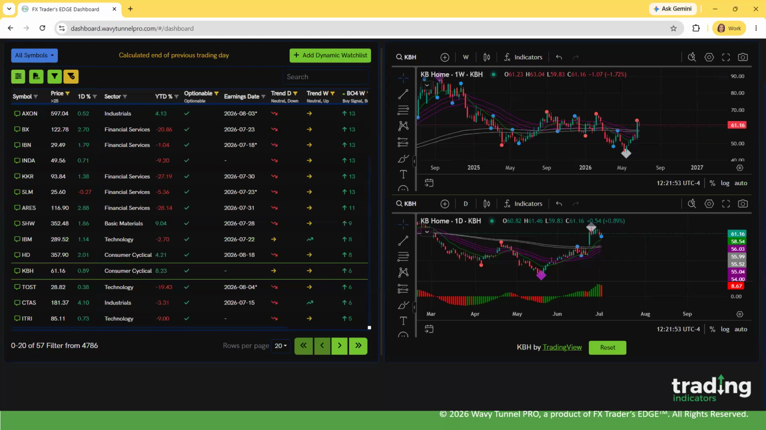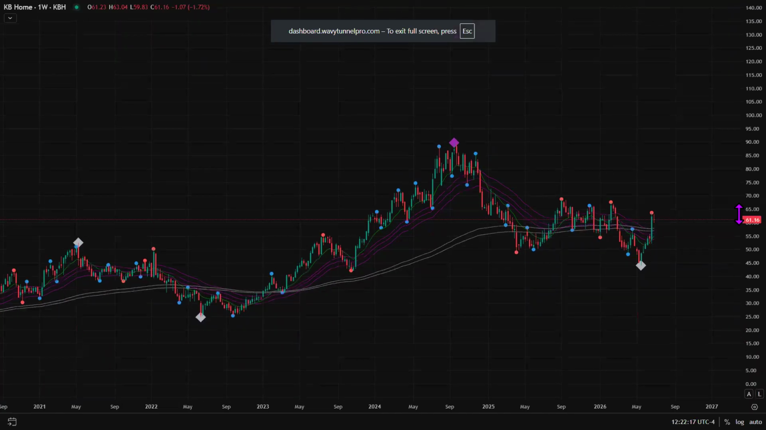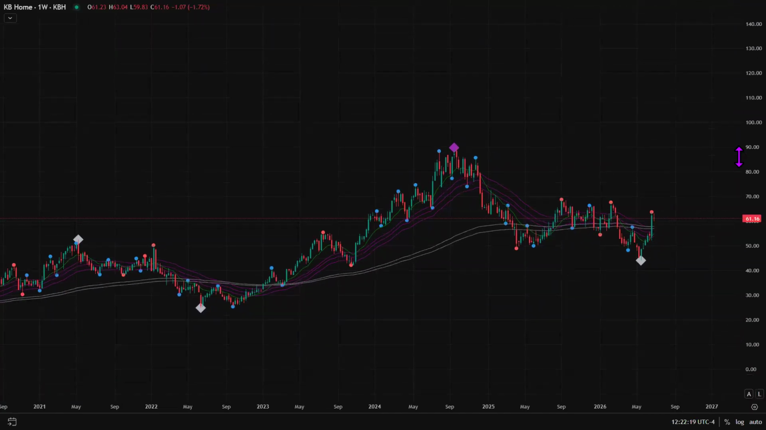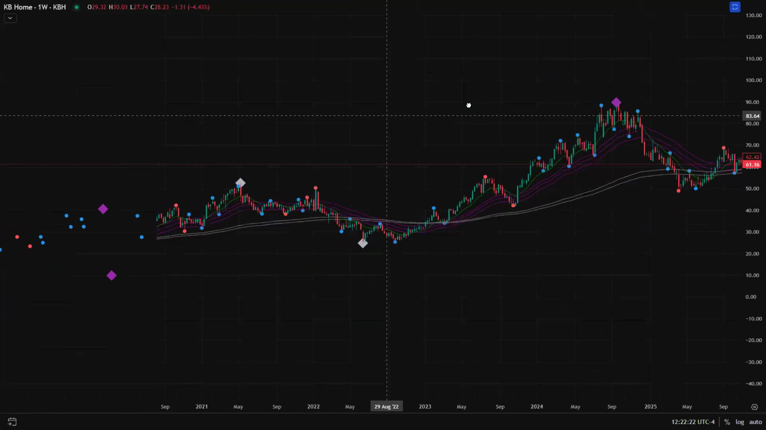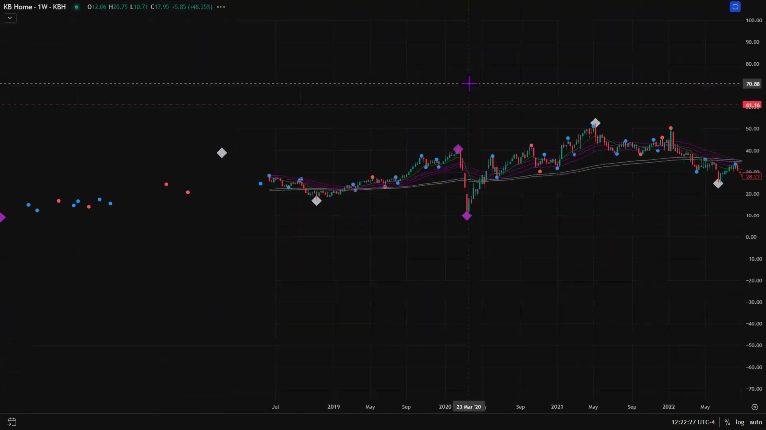And now let me just look at KBH to see where the current price is. Where is the current price? 59.77. Okay, so it's down a little bit. All right. Let me open up this weekly and let's take a closer look at it. So this is interesting.